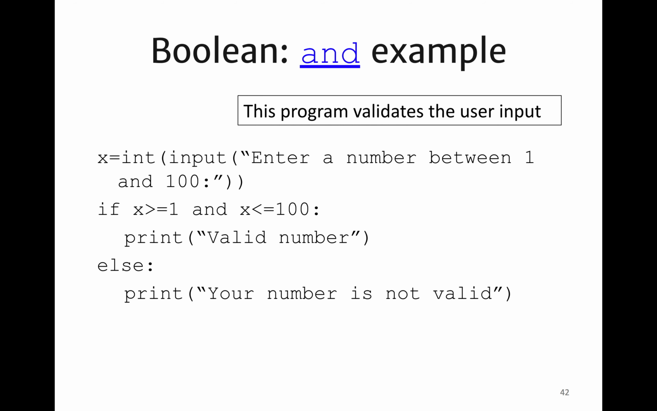So we have the Boolean AND example. Enter a number between 1 and 100. If x is greater than or equal to 1 and x is less than or equal to 100, print valid number, else your number is not valid. So for Boolean expressions, we'll have another lecture, which is next, so stay tuned for that.